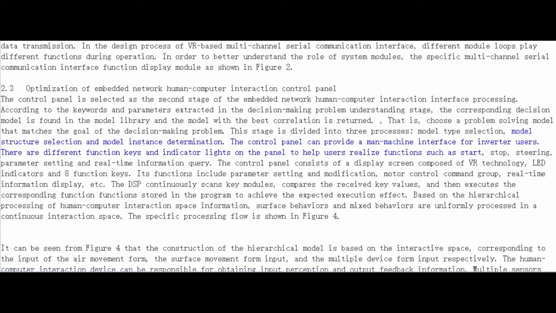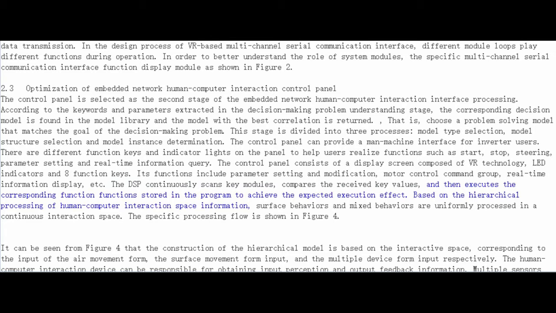The control panel can provide a man-machine interface for inverter users. There are different function keys and indicator lights on the panel to help users realize functions such as start, stop, steering, parameter setting and real-time information query. The control panel consists of a display screen composed of VR technology, LED indicators and 8 function keys. Its functions include parameter setting and modification, motor control commands, real-time information display, etc. The DSP continuously scans key modules, compares the received key values, and then executes the corresponding functions stored in the program to achieve the expected execution effect.